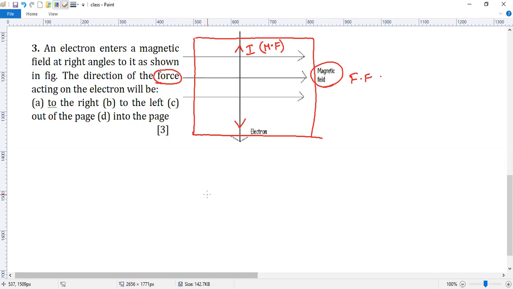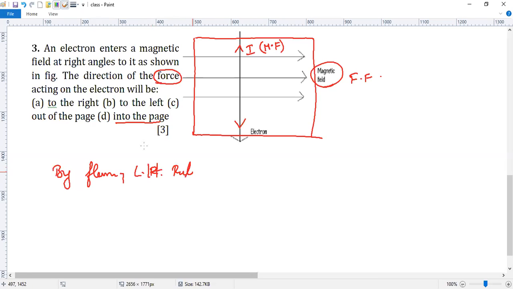Your thumb is pointing downward, into the page. So what does downward mean? We can say it is going into the page. So what is the direction of the force? It is into the page. Why is it into the page? So you have to write, by using Fleming's left hand rule.